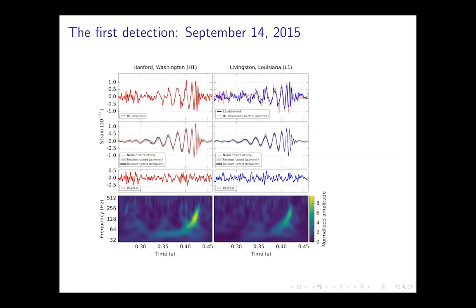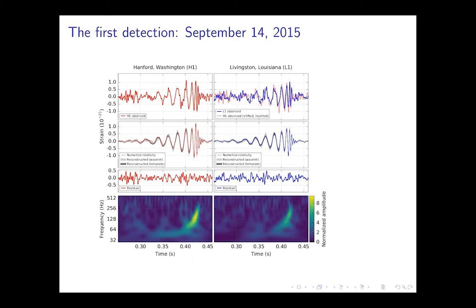Okay, so let's begin. I think all of you must have seen this at some point or the other. This shows the data from the first detection. So this is data from the two different detectors, and compared with, in the second panel, simulation from numerical relativity. I don't want to talk about the other two panels, so just to focus on the first two.